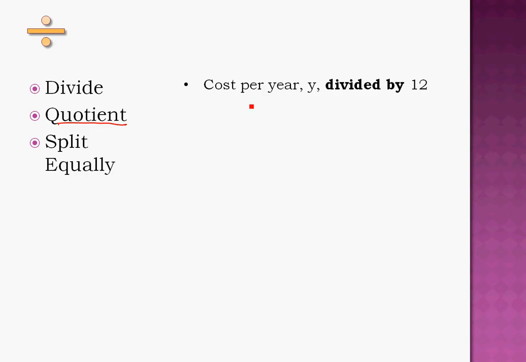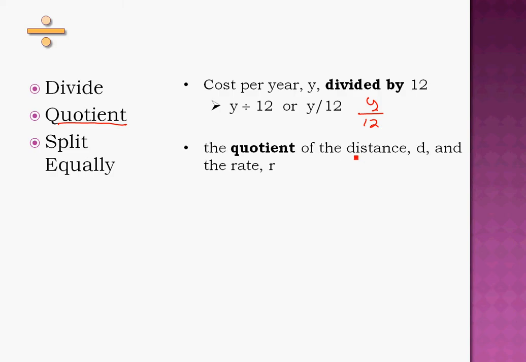Let's say we have the cost per year, Y, and we want to divide that by 12. Divided by 12, how would we write that? We could write it with a division symbol that I've shown up here, or you could write it with a fraction bar. Remember, a fraction bar means divide as well. How about this one? The quotient of the distance D and the rate R. Quotient means divide, so I want to divide the distance and the rate. D divided by R, or D fraction bar R.